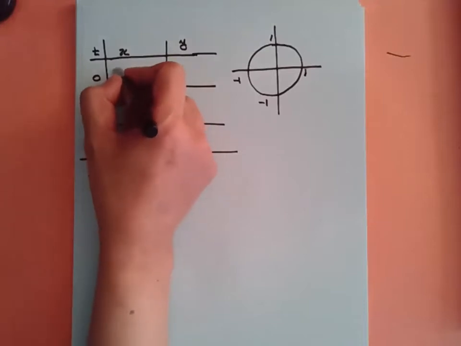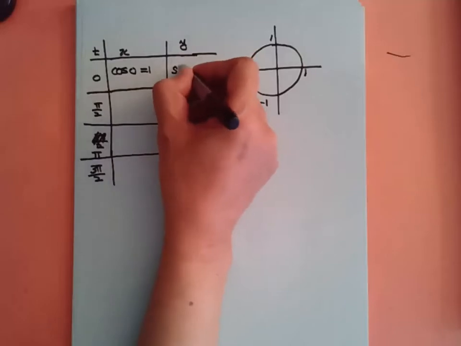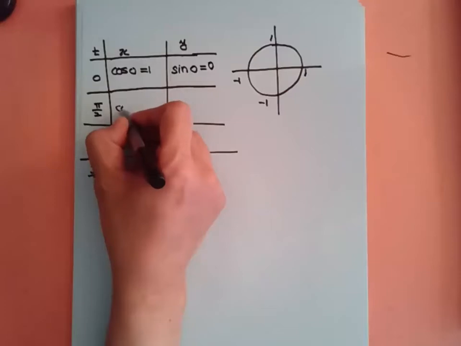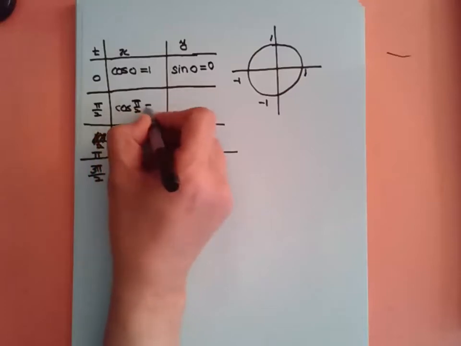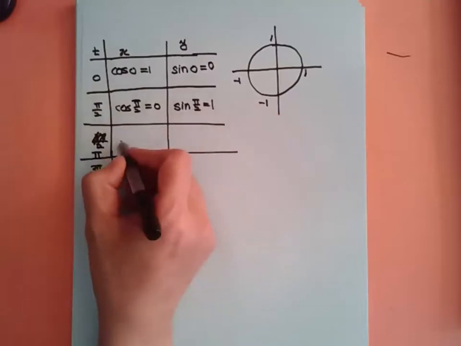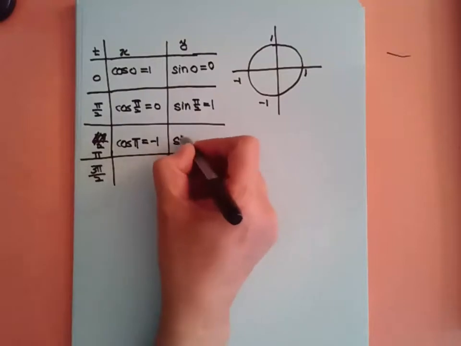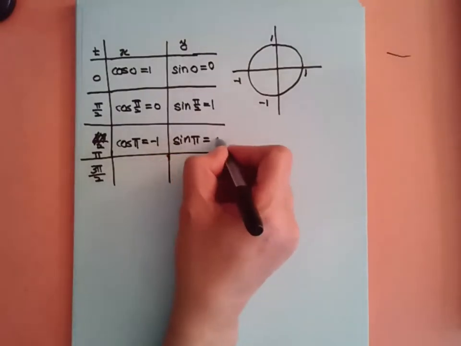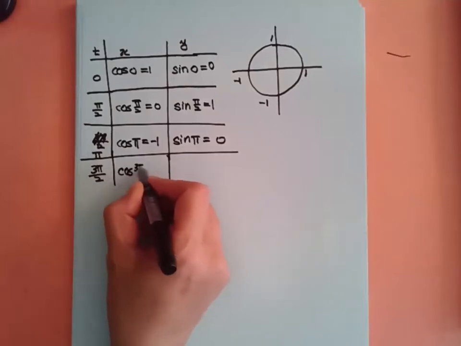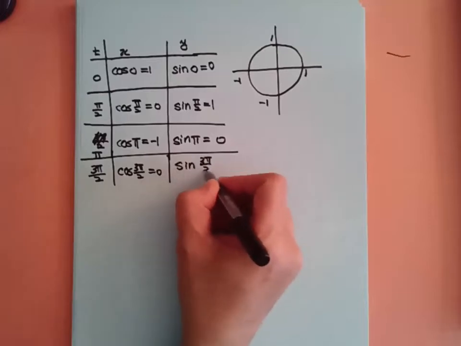And then x was defined as cosine. So cosine of 0 equals 1. And y was defined as sine. So sine of 0 equals 0. And the cosine of pi over 2 is 0. And sine of pi over 2 equals 1. And cosine of pi equals minus 1. And sine of pi equals 0. And the cosine of 3 pi over 2 equals 0. Sine of 3 pi over 2 equals minus 1.